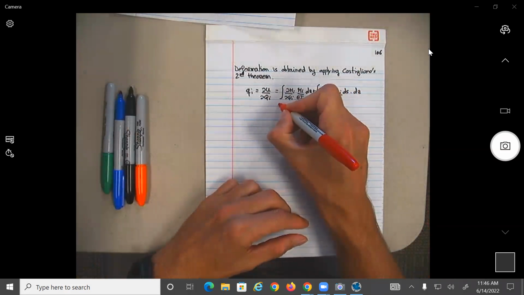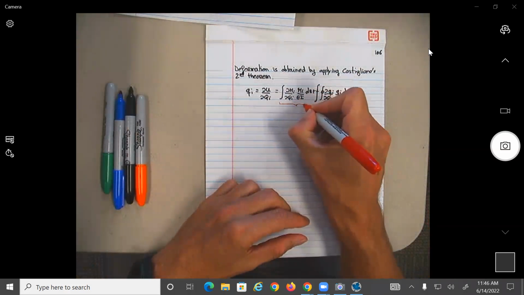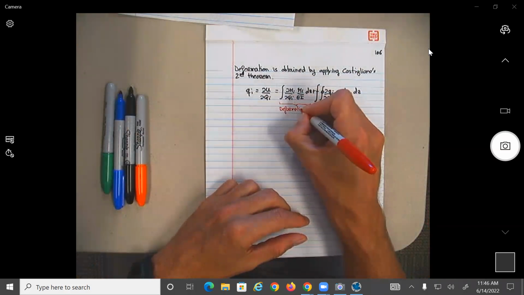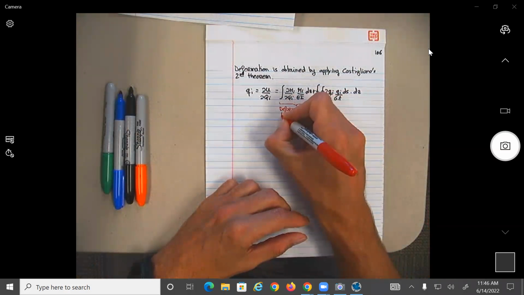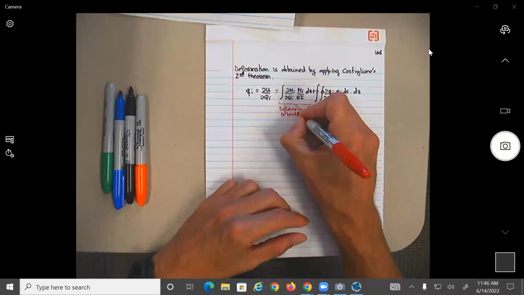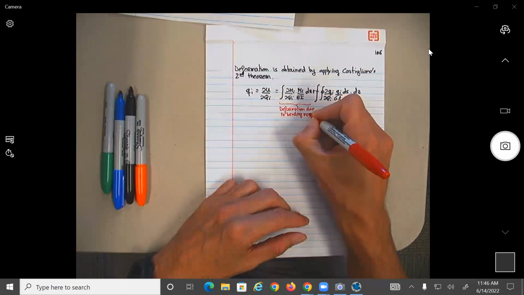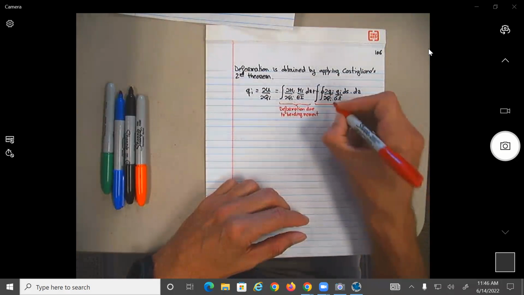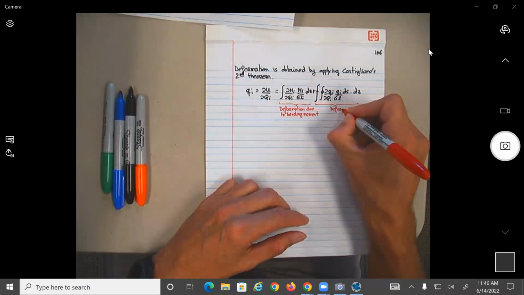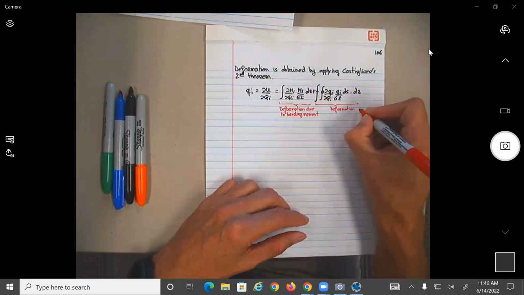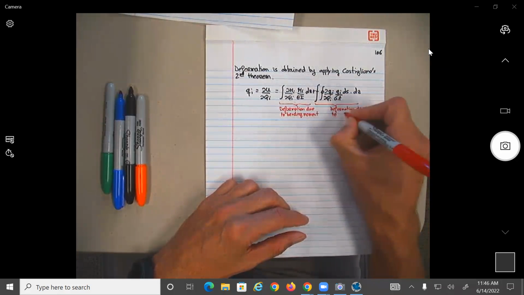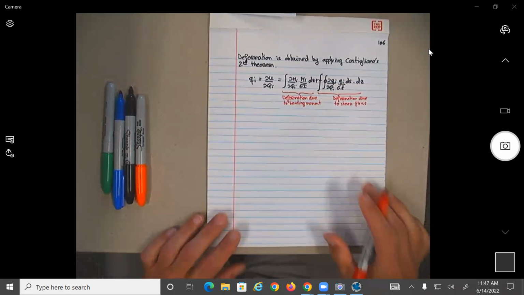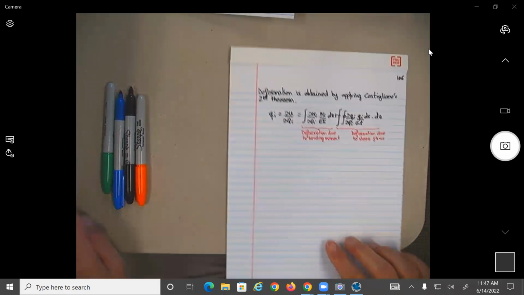So this will be deformation due to bending moment, and this is deformation due to shear flux.